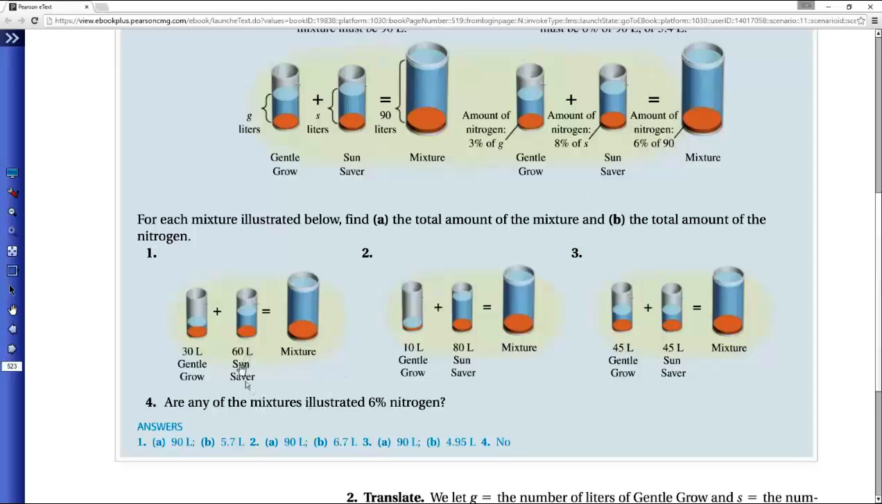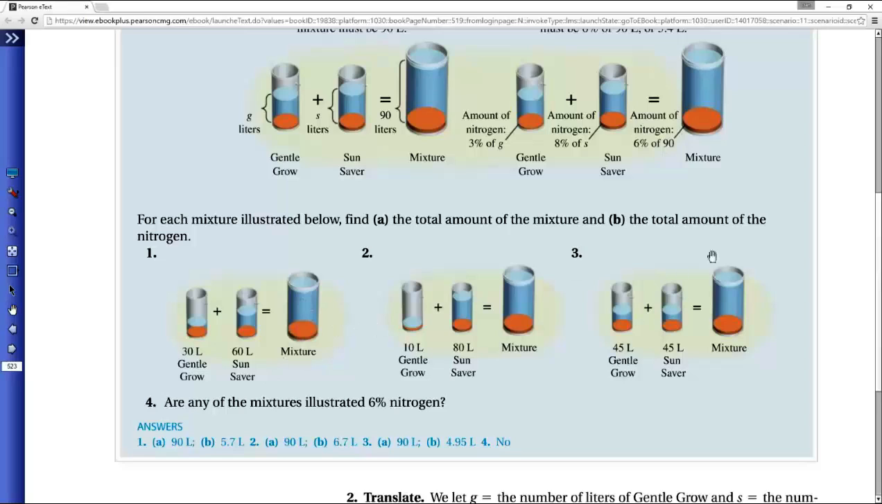So I take 8% of 60, and that'll tell me that I got 4.8 liters of nitrogen in this one, and this one I have 3 liters of nitrogen. When I add all that stuff together, I'm still going to have that 90 liter mixture. But here's 3 liters and 4.8 liters. So I'm going to have 7.8 liters in this mixture of 90.